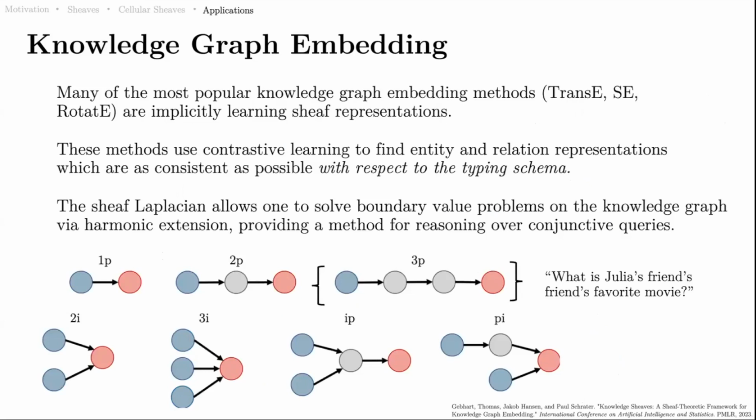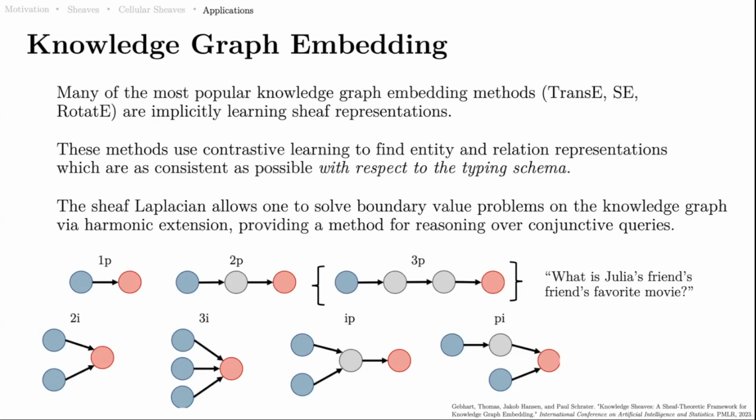And it turns out that many of the most popular knowledge graph embedding methods which already exist are doing some form of this. They're performing sheaf learning, albeit unbeknownst to probably most of the authors. So this is interesting in the sense that the machine learning community has more or less derived this cellular sheaf structure on their own. And it is a very natural way to solve this typed graph embedding problem.